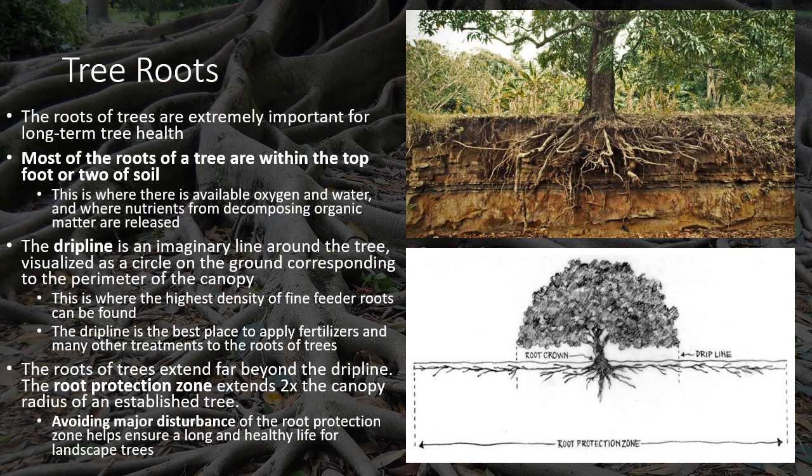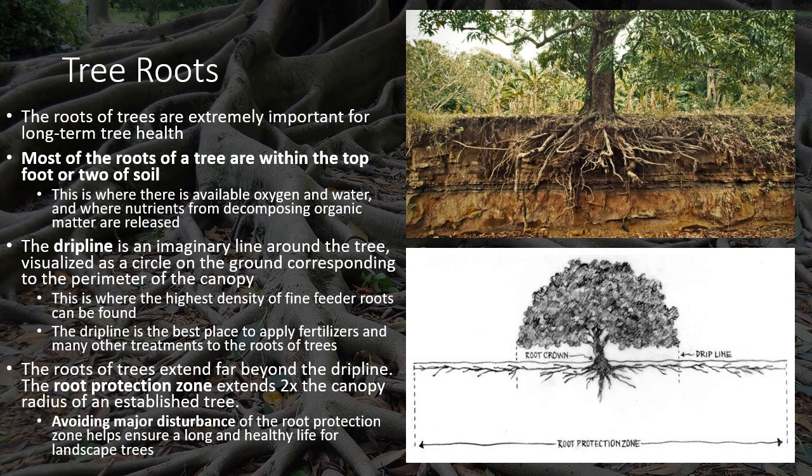Even just a few feet down in the soil, there's almost no oxygen. Often there's not very much water, and there's not decaying organic material that's releasing a lot of nutrients. Often in the deeper layers of soil too, there's kind of a harsh chemical environment that a lot of plants don't really like. So most of the roots are typically pretty shallow, like I said, within the top foot or two of soil. That's where all the good stuff is: water, oxygen, and mineral nutrients from decomposing organic matter.